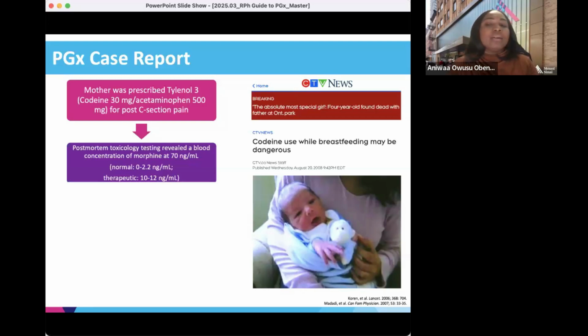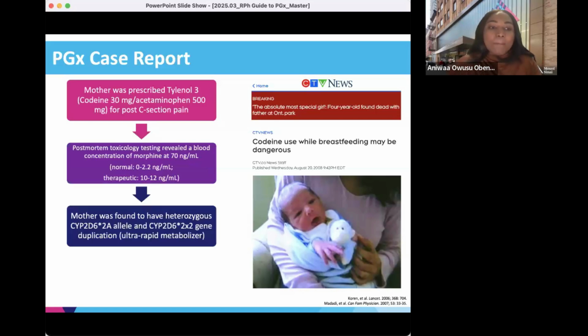The baby was a healthy child at delivery. So this was unheard of. They had to find out what happened. So the postmortem toxicity testing revealed that the baby's blood concentration of morphine was at 70 nanograms per ml, where the normal would have been anywhere from 0 to 2.2 nanograms per ml. And even if the baby was being treated with morphine for any kind of pain, that therapeutic level would have been at 10 to 12 nanograms per ml. So the baby was found with nearly 7 times the therapeutic levels of morphine, and the baby had never been prescribed any morphine. So why did this happen, you may ask?